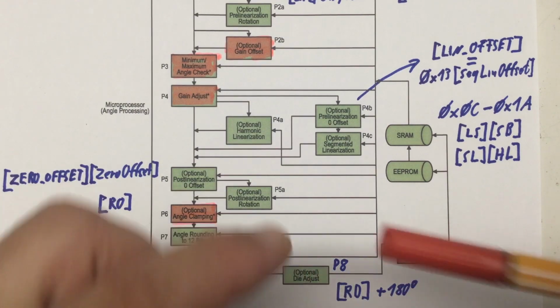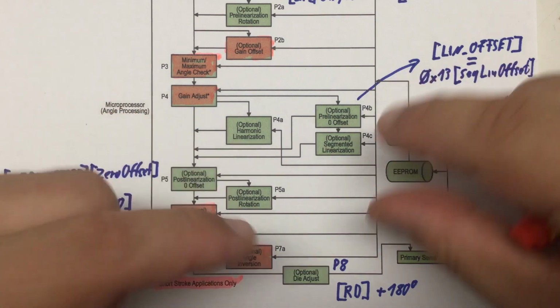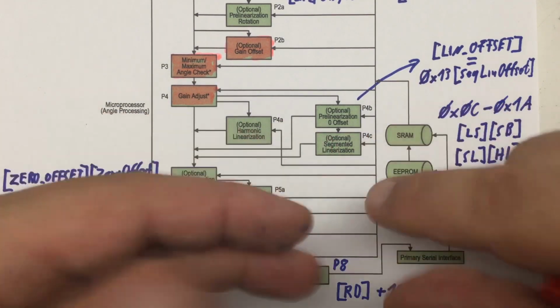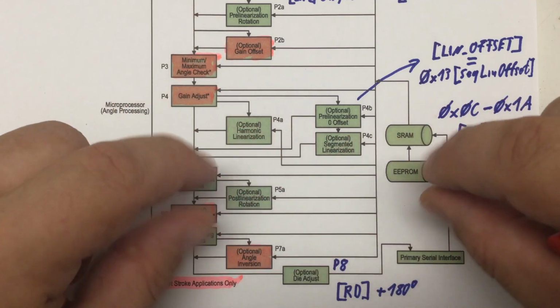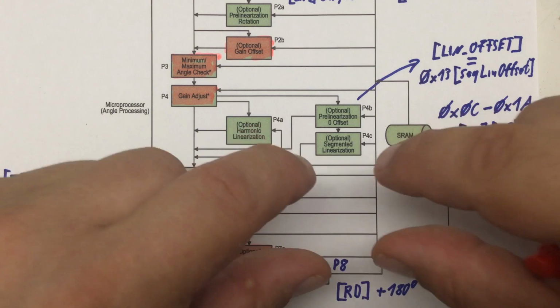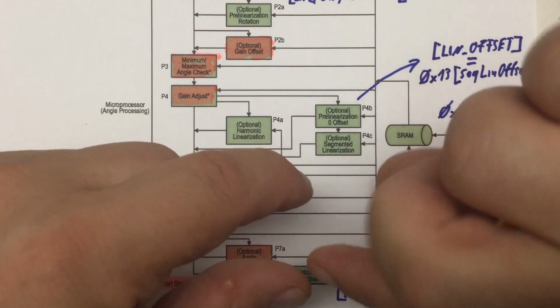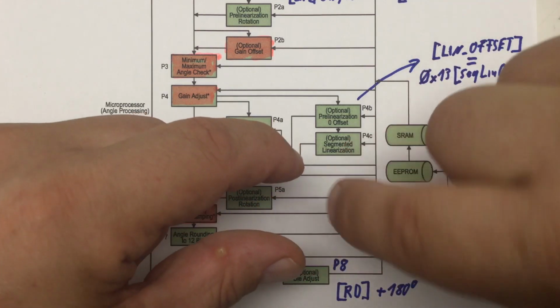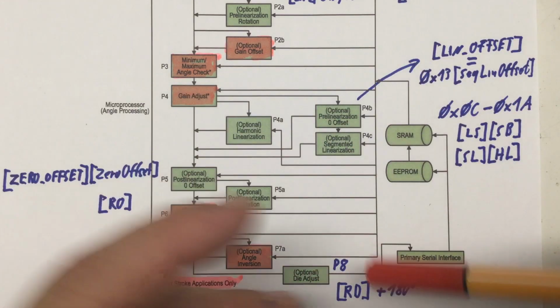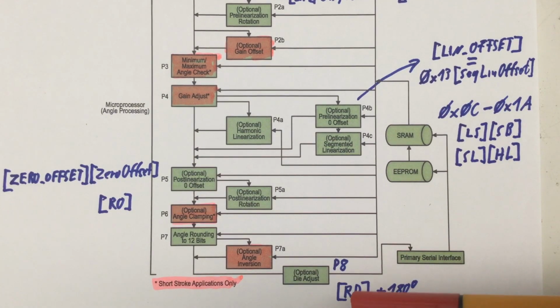That's useful if you actually have an A1335 version with two independent dies in it, automotive, for redundancy. And these dies are rotated to each other by 180 degrees, I can't really show that with my fingers. By setting that flag, you can compensate for that.